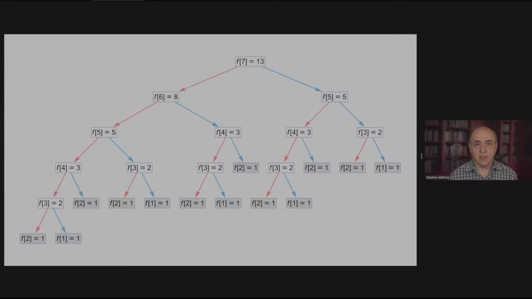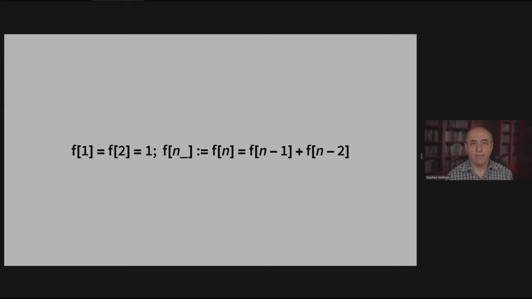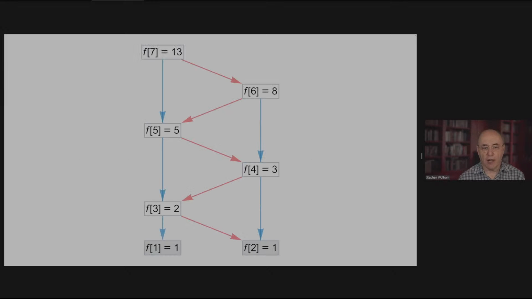But this computation is, in a sense, very wasteful. For example, it's independently computing f of 3 5 separate times, and of course getting the same answer each time. But what if we just stored each f of n as soon as we compute it, and then retrieve the stored cached value whenever we need it again? In the Wolfram language, it's a very simple change to our original definition. Here it is. Now the evaluation graph becomes much simpler when we're caching values. And indeed, it's this kind of minimal evaluation graph that we've been using in everything we've discussed so far, where we've merged identical values.